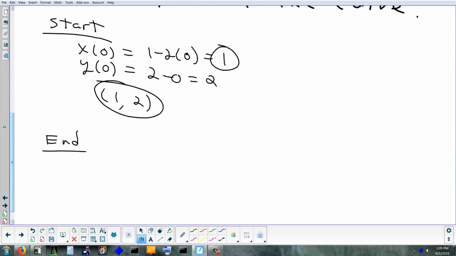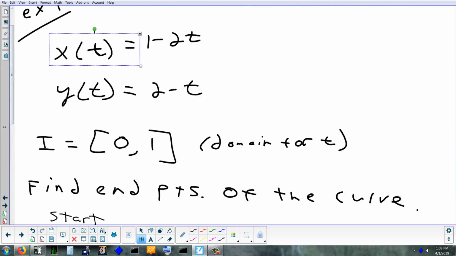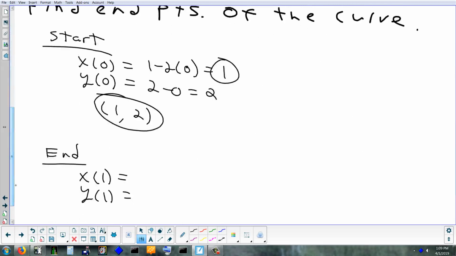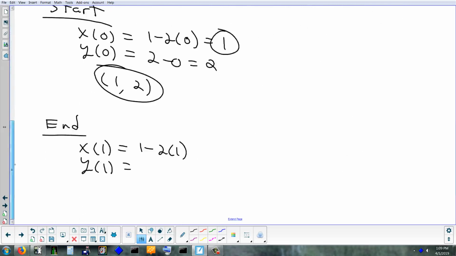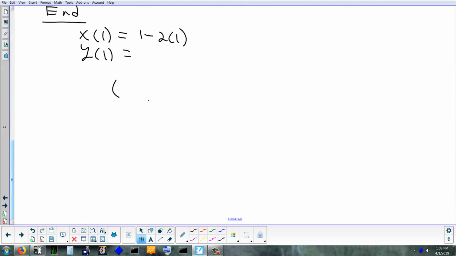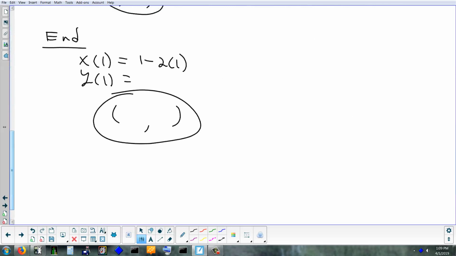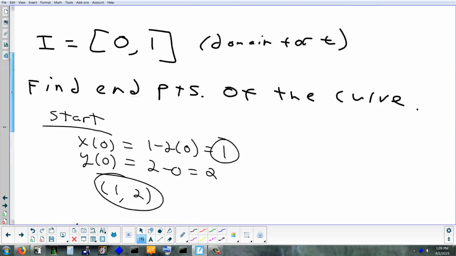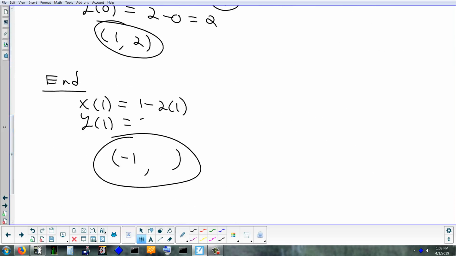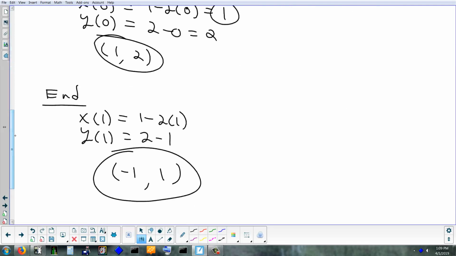All right, so find what happens when you plug 1 in for t. Plug 1 into the x formula. 1 minus 2 times 1. That gives me an x value of what? Negative what? 1. Negative 1. Yep, I agree. And y, 2 minus 1. Which is? 1.